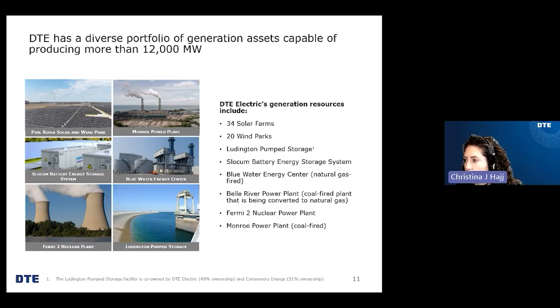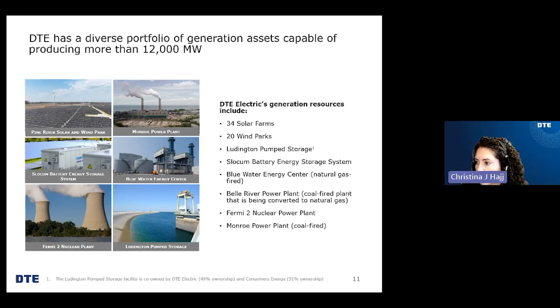DTE operates 34 solar and 20 wind facilities across the state of Michigan. We co-own the Ludington Pumped Storage Facility with Consumers Energy, and we recently launched the operations of our first utility-scale battery, the Slocum Battery Energy Storage System, earlier this year. We also have natural gas plants, including Blue Water Energy Center, and we are in the process right now of converting Belle River Power Plant from coal to natural gas.